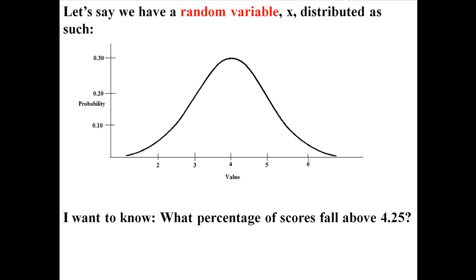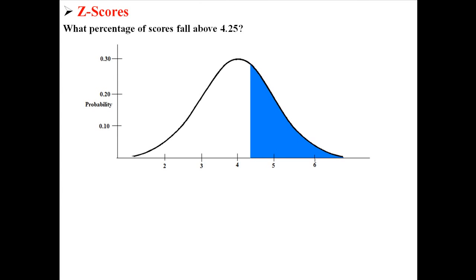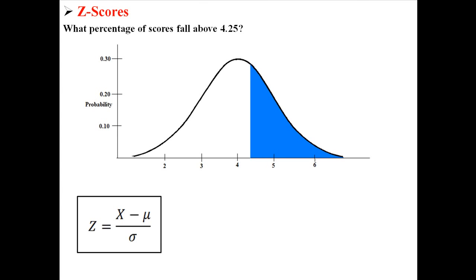So let's say we have a random variable x, which is distributed like this. And I could ask you the question, what percentage of scores fall above 4.25? So really, I'm asking what falls within this shaded area. Now, in order to answer this question, we can calculate a z-score. We're going to convert that 4.25 into a z-score.